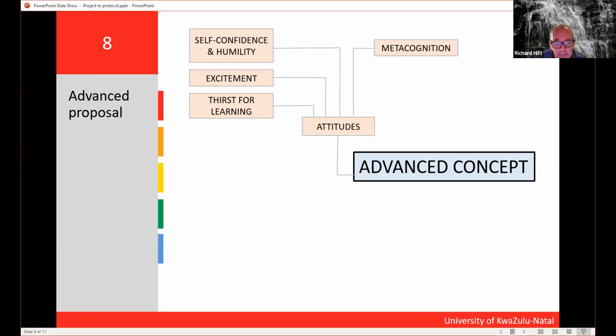And then I've deliberately put these two together. They might actually look like what's called an oxymoron. In other words, the two are mutually contradictory. Self-confidence.